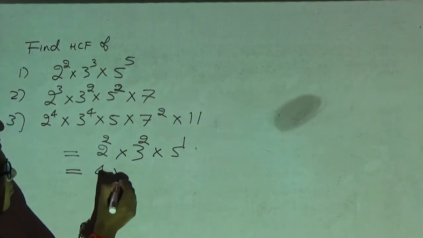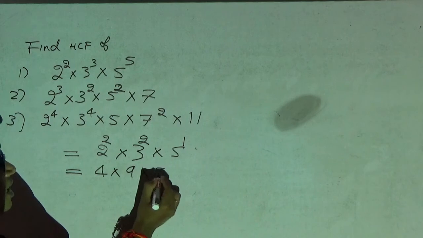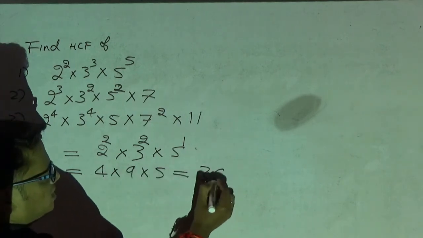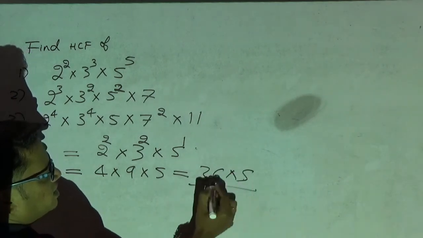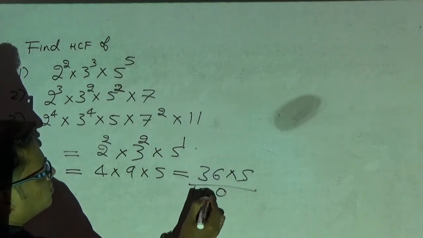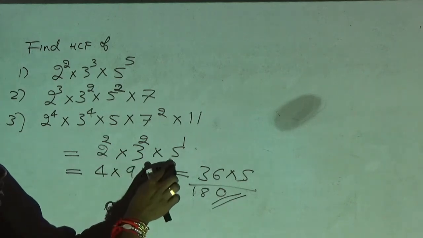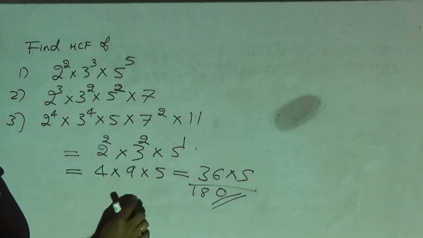2 square is 4, 3 square is 9, into 5. This is 9 4s are 36, into 5, that is 180. The HCF is 180. Hope you have understood how to find out the HCF of numbers expressed in the prime factorized form. So you need to write the common terms with the least powers.